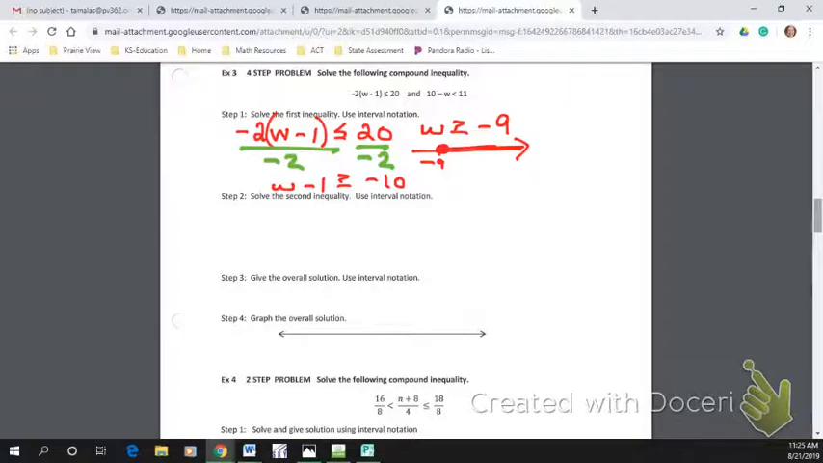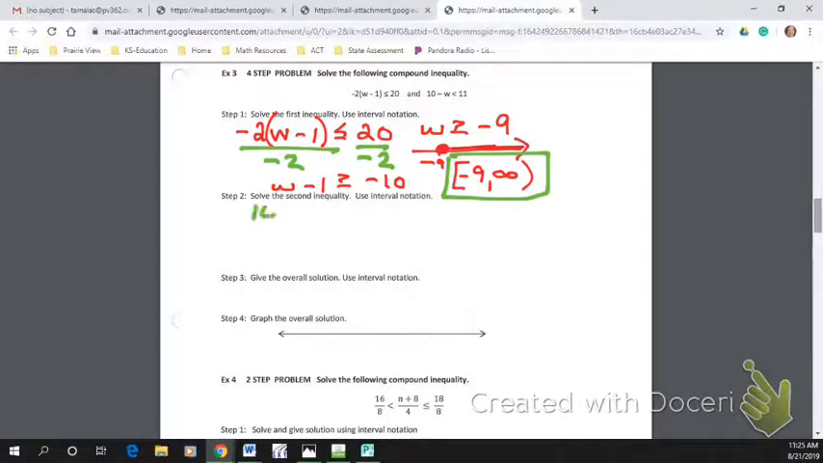Everybody agree if I had to make a graph of it, that's what it would look like? Okay, so what would my interval notation look like? Bracket, negative 9, all the way to positive infinity. That's my answer for step 1. Does that make sense?